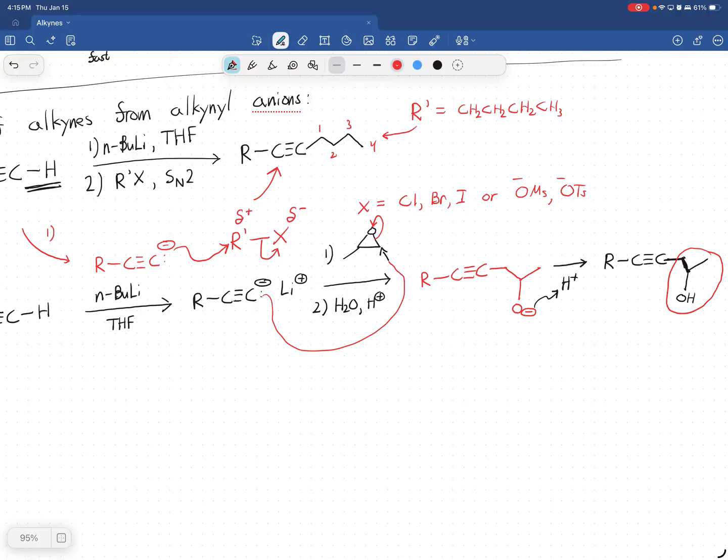You can attack epoxides, adding carbon atoms and an oxygen adjacent to the connection that joined the alkyne, or you can add a carbon chain to the alkyne to make it more functionalized. Okay. All right. Any questions about those two examples?